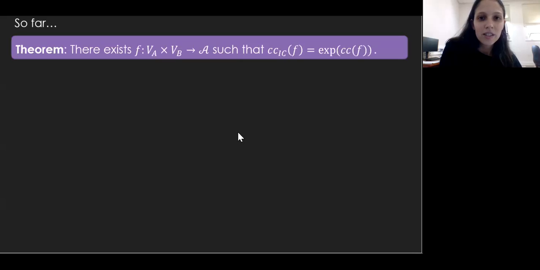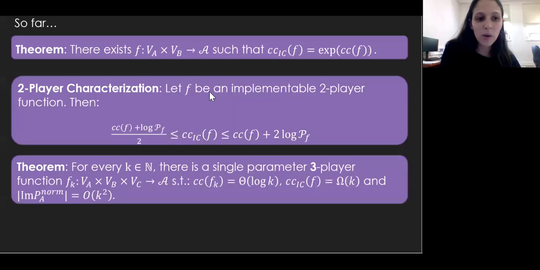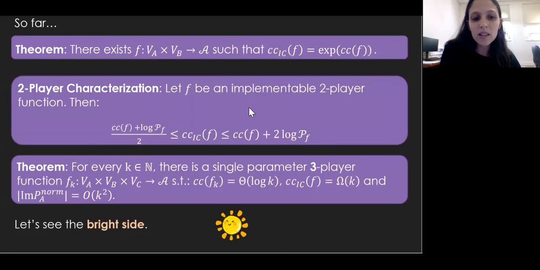Okay, so we are done with this proof. And so let's conclude what we've seen so far. We've seen the exponential lower bound based on the number of payments, a two-player characterization, and an exponential lower bound based on the hardness of the interaction between players. And those are all negative results. So let's see a positive one.